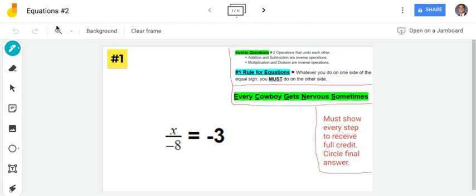Okay, I am here in Equations #2, Google Jam. And on number 1, I have this equation right here. Now, before I solve this equation, just a few reminders on inverse operations.